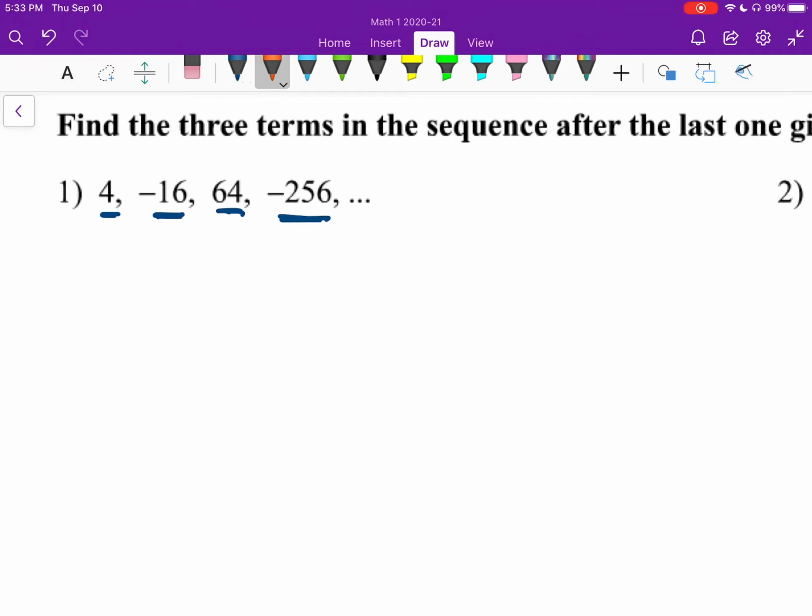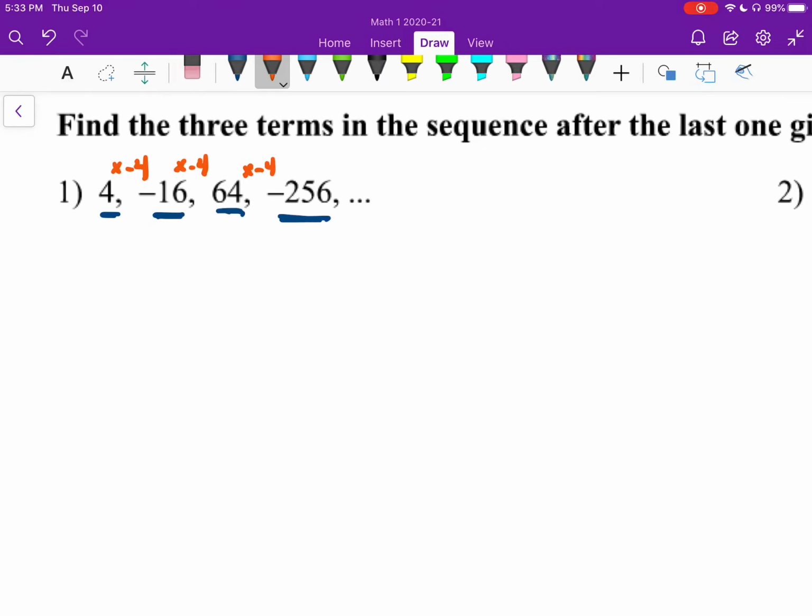Well, 4 times negative 4 gives me negative 16. Negative 16 times negative 4 gives me 64, right? See how it went from negative to positive because we had two negatives in our multiplying? And then 64 times negative 4 gives me negative 256.